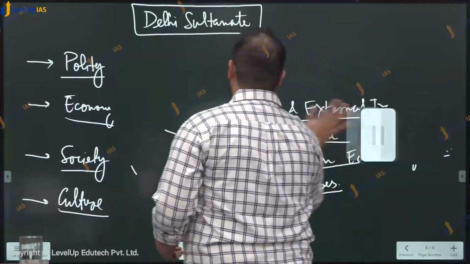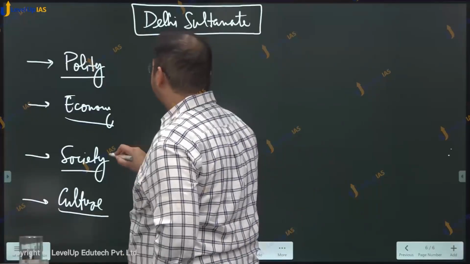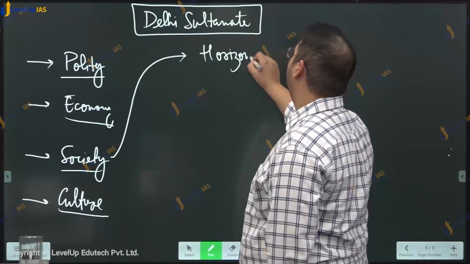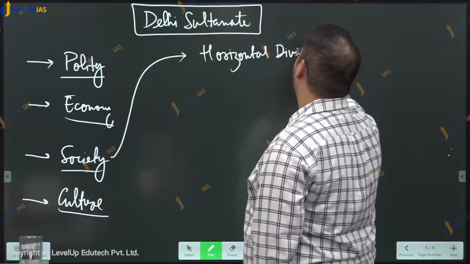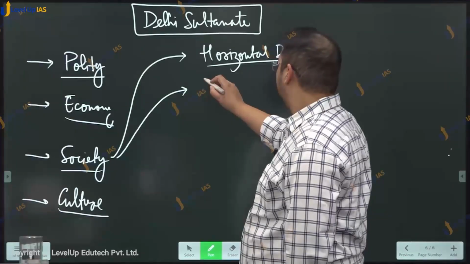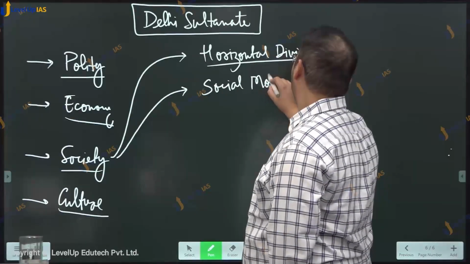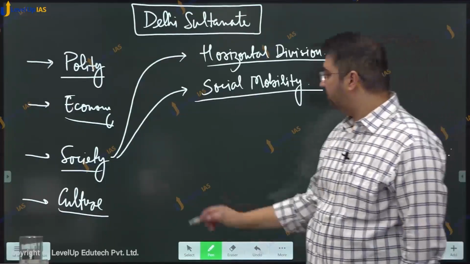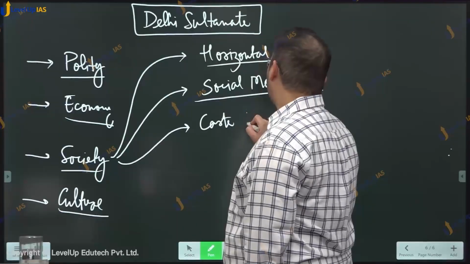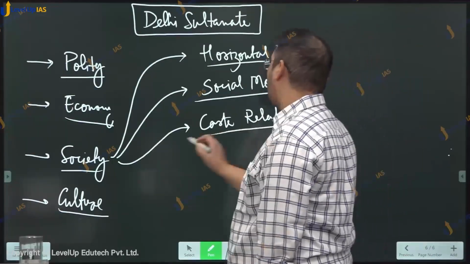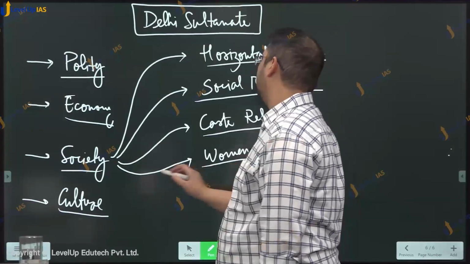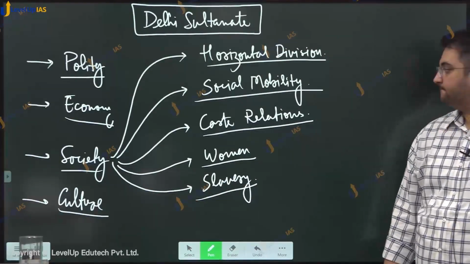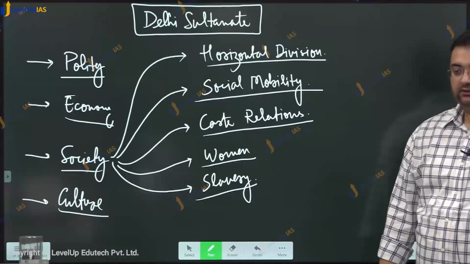Thirdly, within society, किसकी बात कर सकते हैं हम? फर्स्ट ऑफ ऑल the horizontal division of the society, the process of social mobility with the establishment of Islamic rule and the advent of third urbanization, caste relations, the condition of women, and slavery, right? So these are the things that we can talk about.